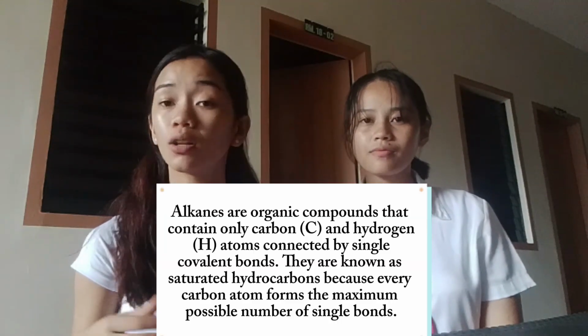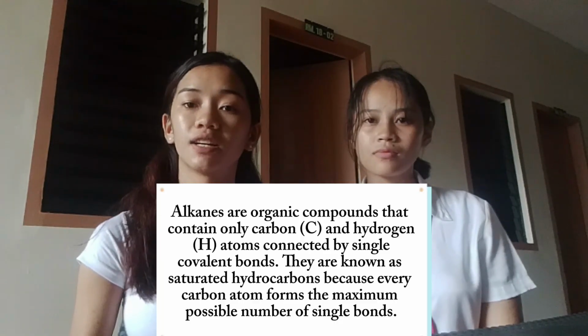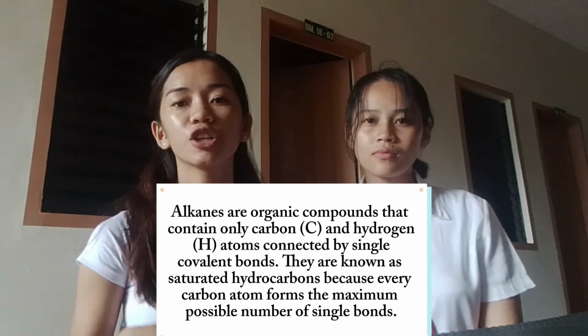Before we begin, let us first understand what an alkane is. Alkanes are organic compounds that contain only carbon and hydrogen atoms connected by a single covalent bond. They are known as saturated hydrocarbons because every carbon atom forms the maximum possible number of single bonds. When an alkane has one or more carbon groups attached to the main chain, it becomes a branched chain alkane.